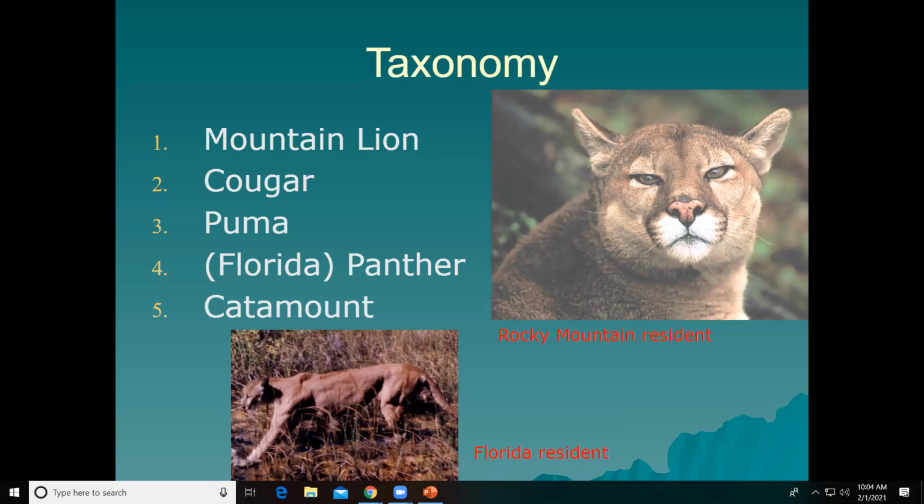So say I go down to Florida and start talking about mountain lion, they may not know what I'm talking about. Or somebody from Florida comes here and starts talking about panthers, and we may be thinking of something completely different. So common names are good, and they can help us begin to identify things. They're normally not specific enough.